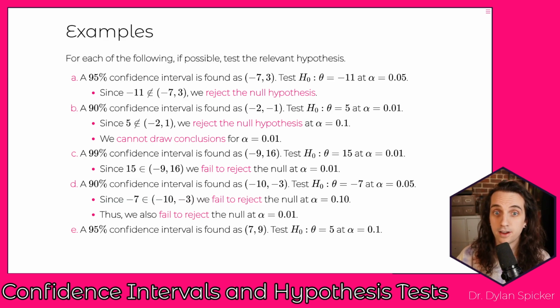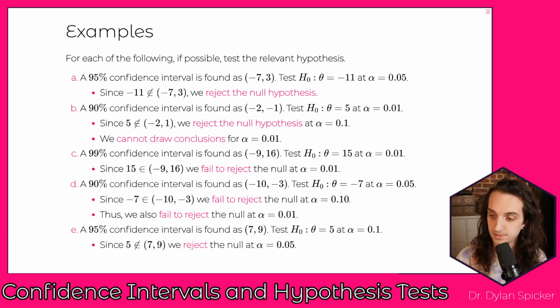Now, suppose we have a 95% confidence interval. It's found to be 7 to 9. Is theta equaling 5 at the 10% level of significance? So once again, if we're testing this at the 5% level of significance, it's easy enough. We would say, well, is theta equal to 5? No, we're going to reject the null hypothesis. Okay, so we can reject the null hypothesis at alpha equals 0.05 here, right?